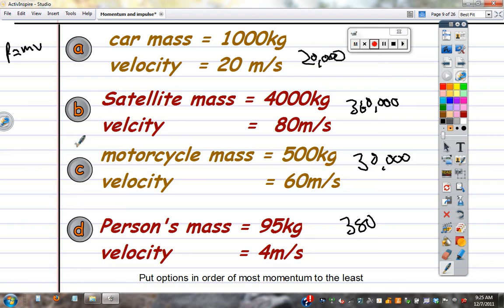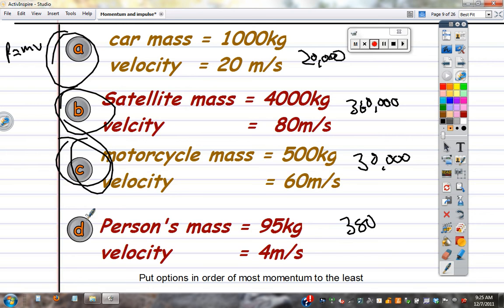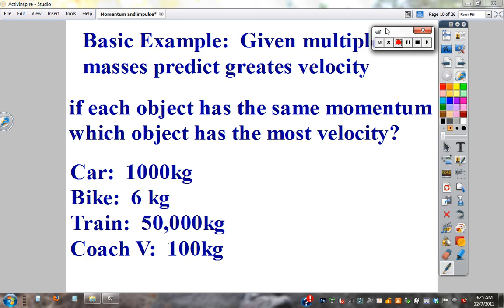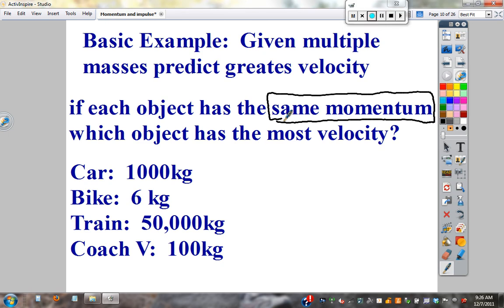Alright, so the order was B, C, A, D. Mass times velocity for each one. Okay, example number 2. Given multiple masses, predict the greatest velocity. If each object has the same momentum, which object has the most velocity?